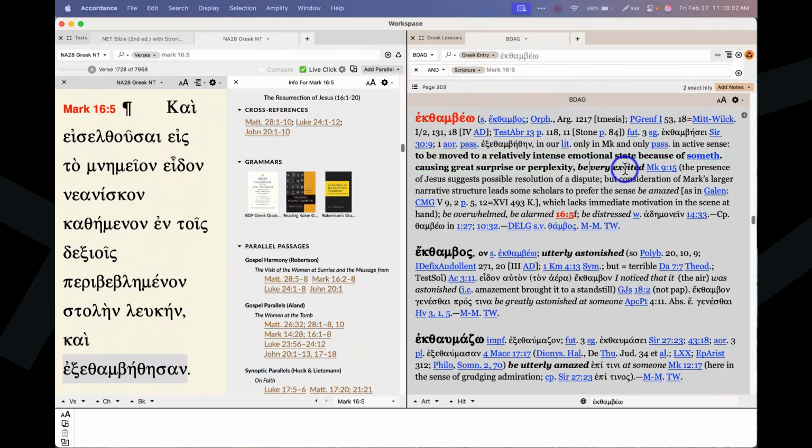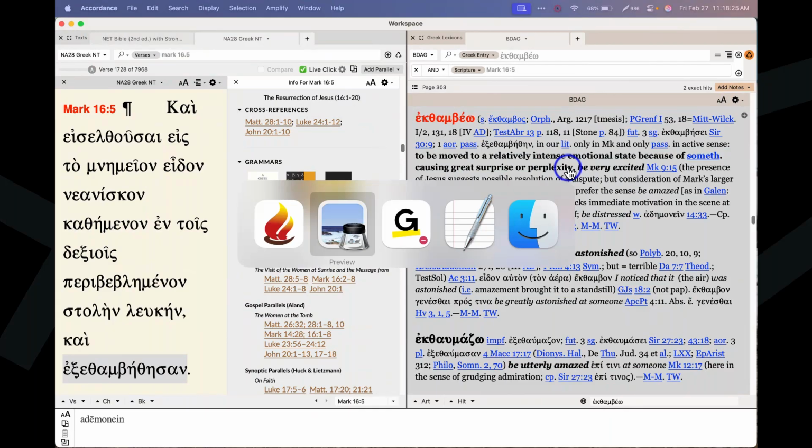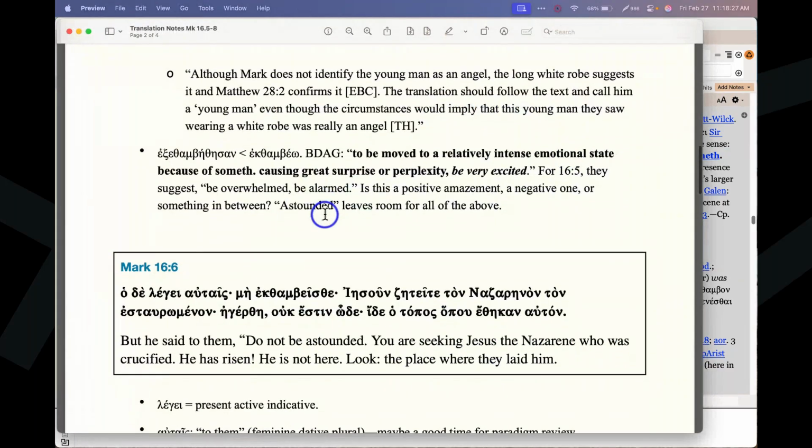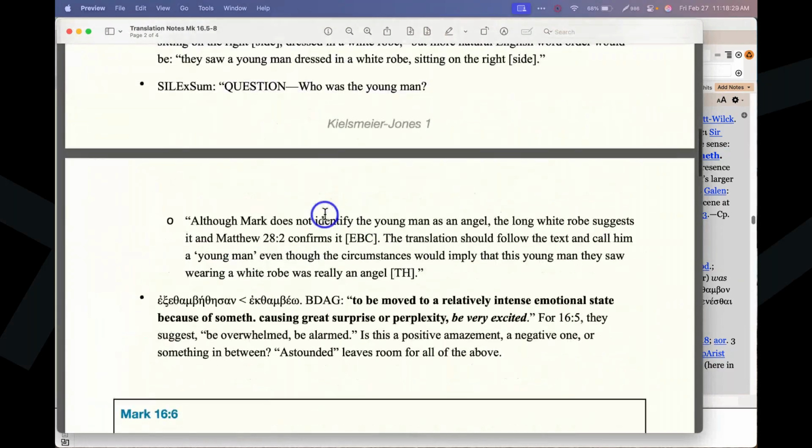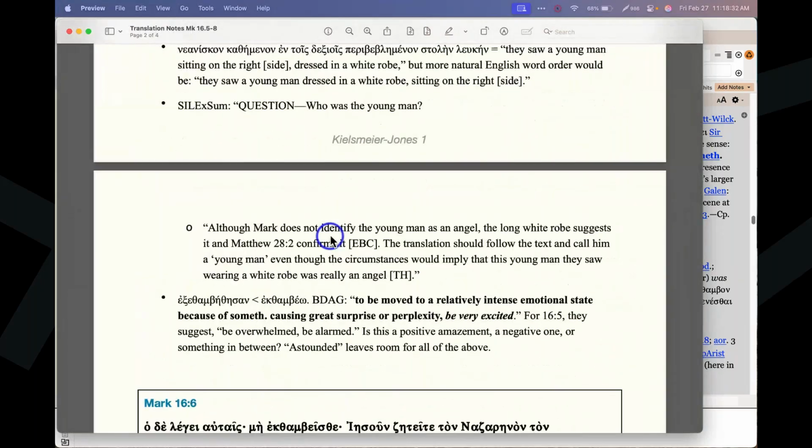So we would want to think about what words we have here for this. We have excited. We also have, and in fact even 16:5 is put here, amazed, be overwhelmed, be alarmed, be distressed. I think probably the main decision to make here, if you want one English word for this, and there are multiple ones, so that's a decision. But even before that, a question we could ask is, is this a positive surprise or amazement, for lack of a better word, or is it negative, or is it something in between? Is it all of the above?